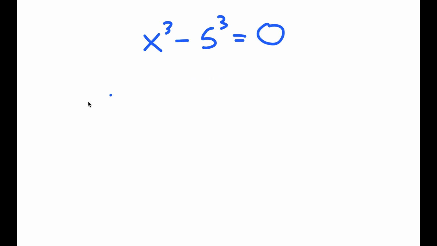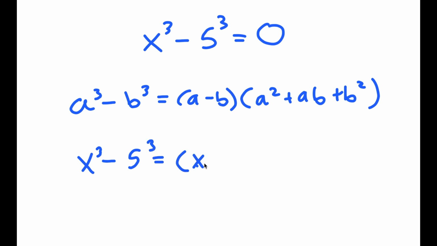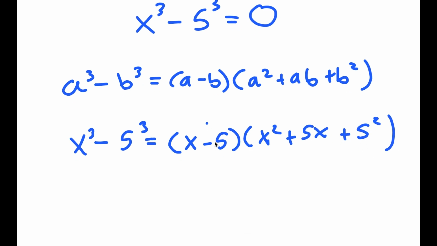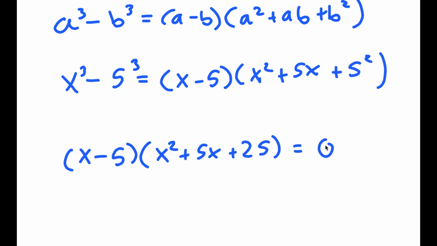Now the reason I did this is so I can use the property a to the power of 3 minus b to the power of 3 is equal to a minus b times a squared plus ab plus b squared. So this means that x to the power of 3 minus phi to the power of 3 is equal to x minus 5 times x squared plus 5x plus 5 squared. So now I get x minus 5 times x squared plus 5x plus 25 is equal to 0.